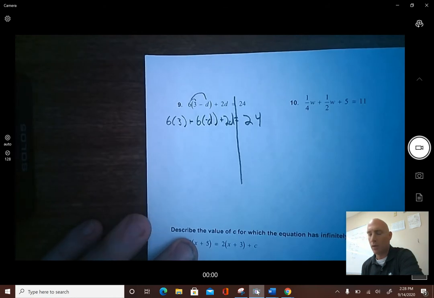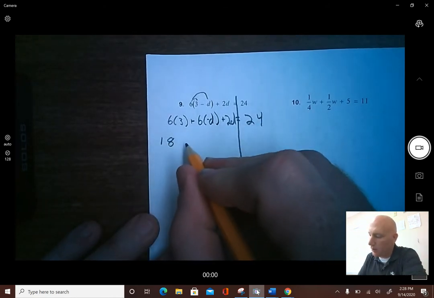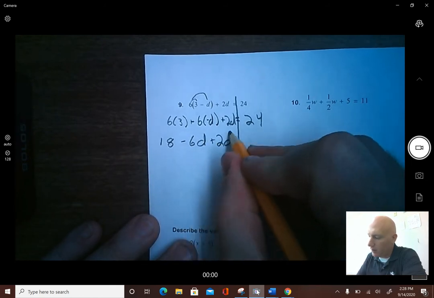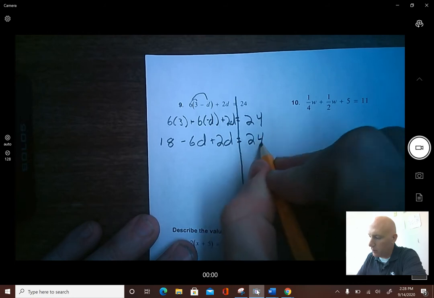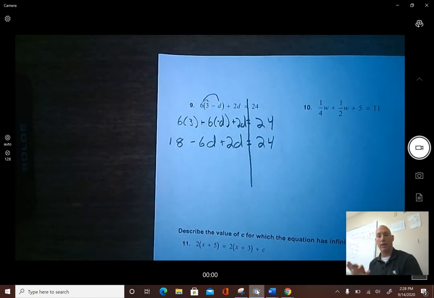Okay? Now I'm just going to actually do the multiplication. So I'm at 18 minus 6d plus 2d equals 24. Step 1a is done. That's all distribution is. Now I'm on to step 1b, combining like terms on each side.